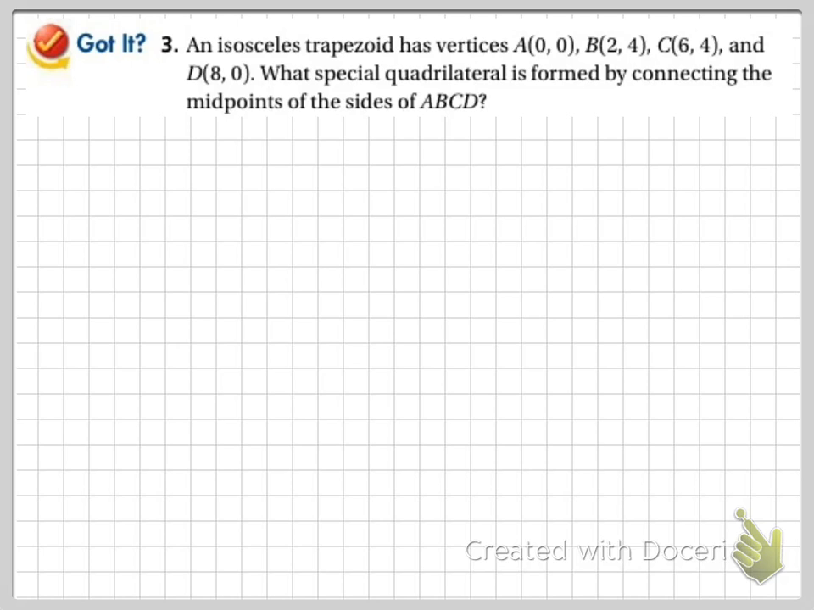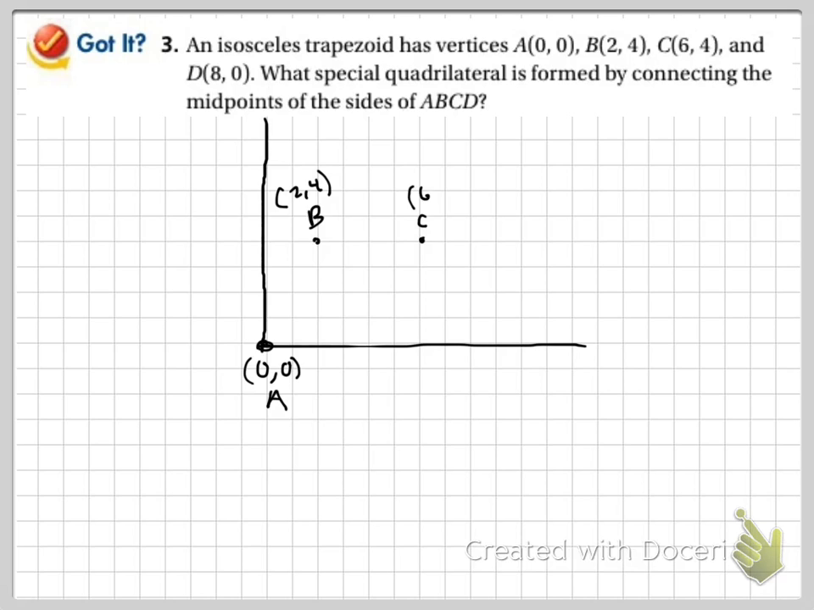Alrighty. So, let's draw our axes in. Oh, we're not going to need that big of an axis. Okay, we've got A at 0, 0. We've got B at 2, 4. We've got C at 6, 4. And we've got D at 8, 0.